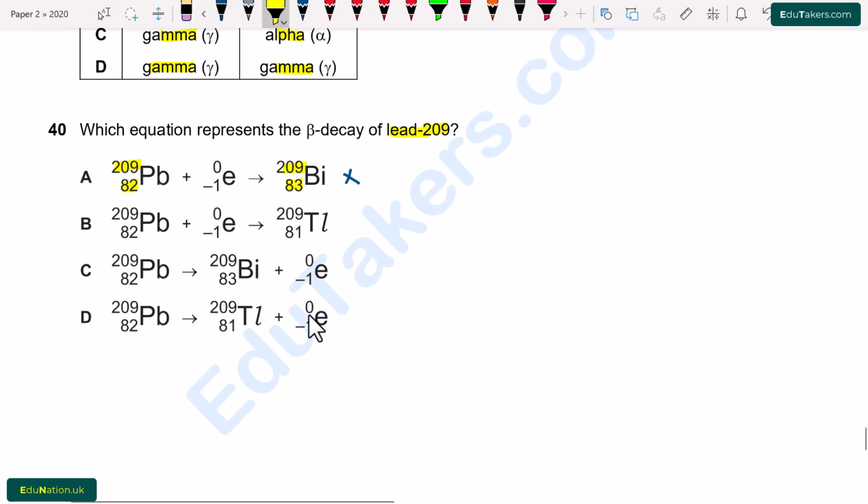Option B, 209, again 209. 82, 81. Here is the decrease of atomic number, which is incorrect. C, 209, again here is 209. 82, 83. There is an increase of atomic number by the factor of 1 and there is also the emission of electron. So C option is correct. We also checked D. Here is 209, 209, 82, 81. There is the decrease of atomic number, due to which this option is also incorrect. Only the C option is correct.